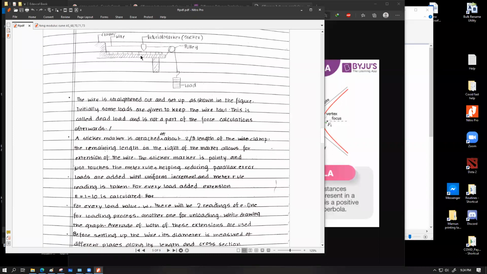This is our L naught. So we are going to consider that load that we have used to keep the wire straight as a load that is not going to be accounted for in our experiment. Then we're going to slowly add load, and for every load added, this is going to move a little bit to the right because of extension.